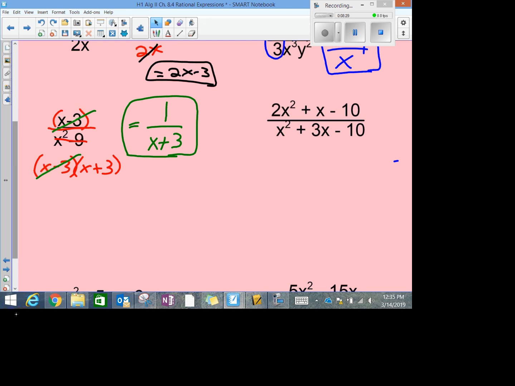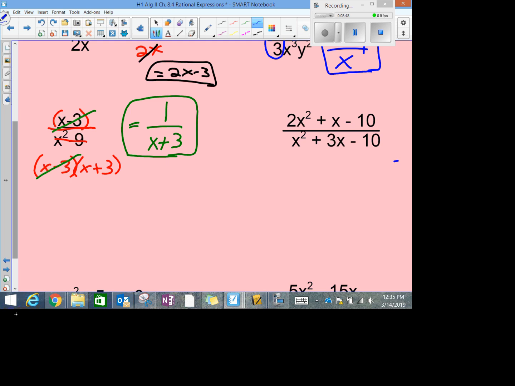Alright, let's try the next one. So, 2x squared plus x minus 10. How can we factor that? What method? We can't take out GCF, right? So let's review the AC method a little bit. The first step in the AC method is A times C, right? So 2 times negative 10 is negative 20. So what multiplies to negative 20 and adds to 1?